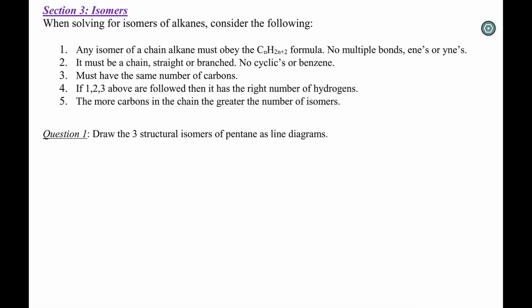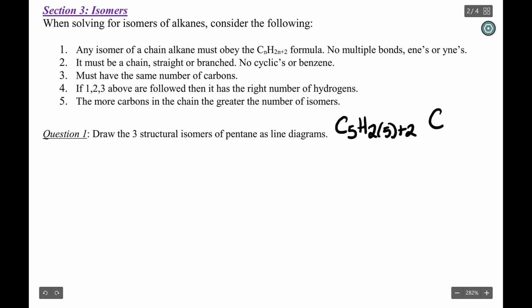The next thing we're going to look at is structural isomers of alkanes. So what an isomer is, is a compound that has the same chemical formula as another compound, but it looks different. So for instance, our question here says draw 3 structural isomers of pentane. Now pent is 5, so C5. Ane is 2 times that number plus 2.